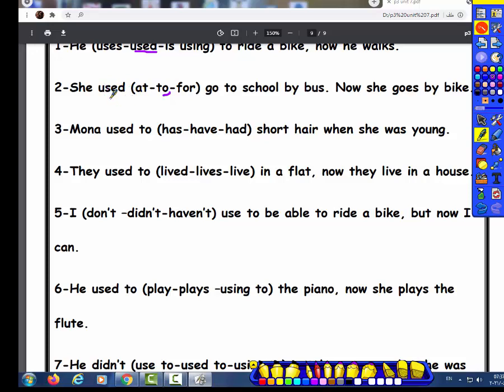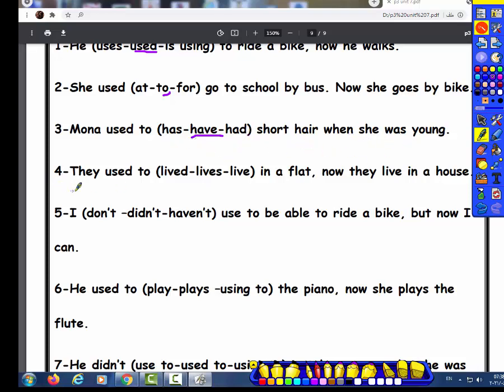To use, as for example, to use the tablet for something, to write on the tablet, or to make a video chat with your friend. So use without to is a main verb. As for example, I use my tablet. But used to is a grammar, means we used to do something in the past but now we don't do. She used to go to school by bus. Mona used to, after used to comes verb stem. Where is the verb stem here? Has or have or had? Have. Mona used to have short hair when she was young.